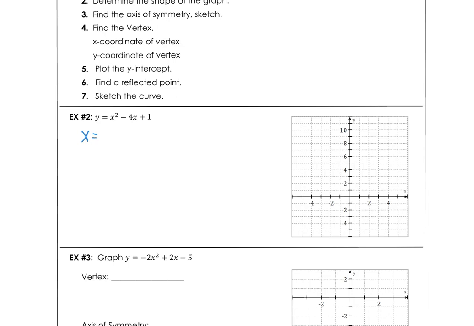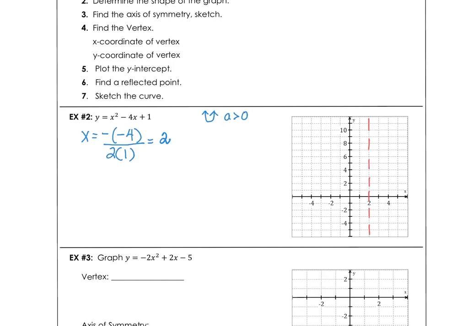And we can decide that the shape of the graph is going to open upwards because the a value is positive. And if we do opposite b, our b value is -4, divided by 2 times a, then we're going to get 4 divided by 2. So x equals 2 is the coordinate of our vertex, and at x equals 2, that's the magic line that divides our graph in half.